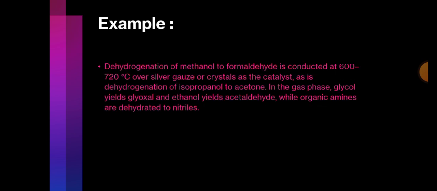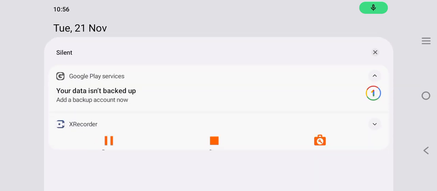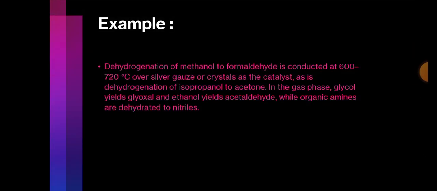Dehydrogenation of methanol to formaldehyde is conducted at 670 degrees Celsius over silver gauze and crystals as the catalyst. Similarly, dehydrogenation of propanol yields acetone, glycol yields glycolaldehyde, and ethanol yields acetaldehyde, while organic amines are dehydrogenated to nitriles.